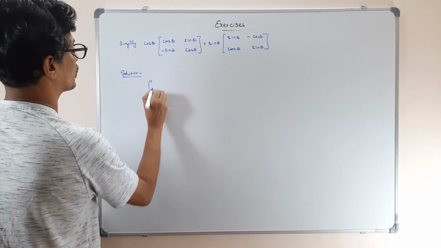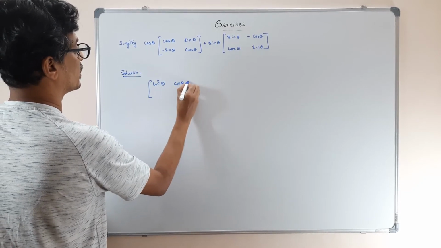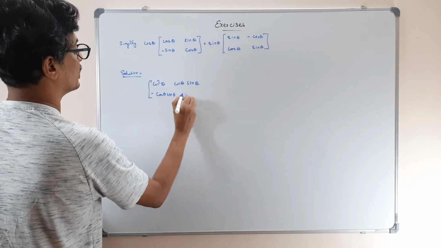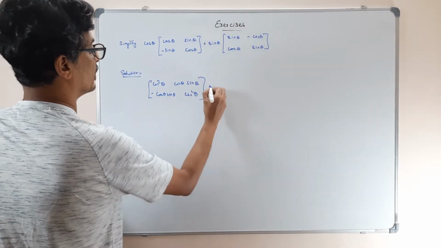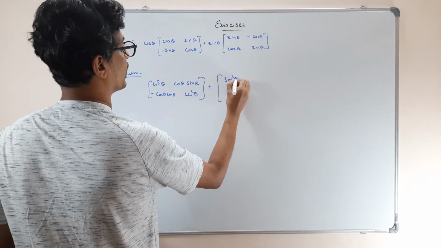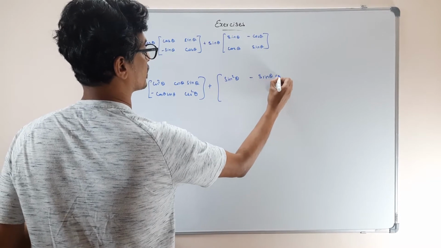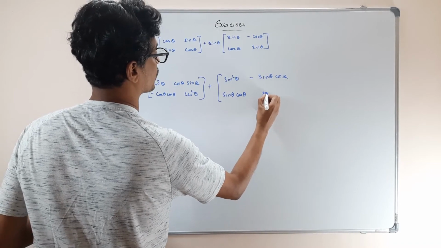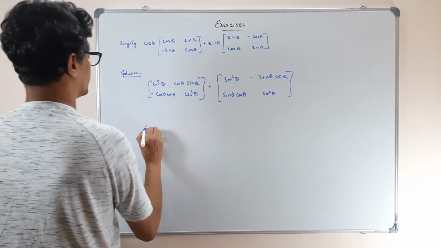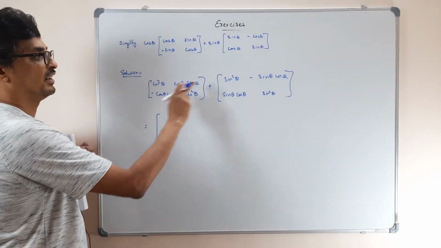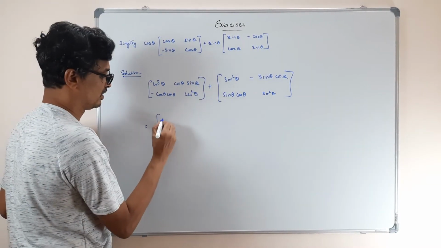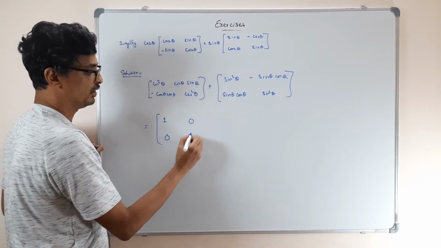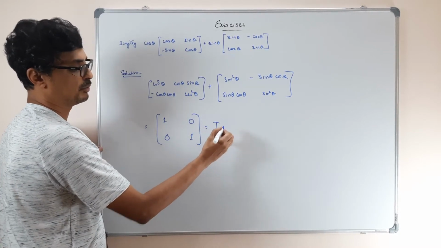This will be what? Cos square theta, sin theta minus cos theta sin theta, cos square theta, and plus what, this will be? Sin square theta, minus sin theta cos theta, sin theta cos theta, sin square theta. So can you tell me the answer straight away? Cos square theta plus sin square theta, that is 1. This cancels off, 0. This also cancels off, 0. This will be 1. What is that? Identity matrix.